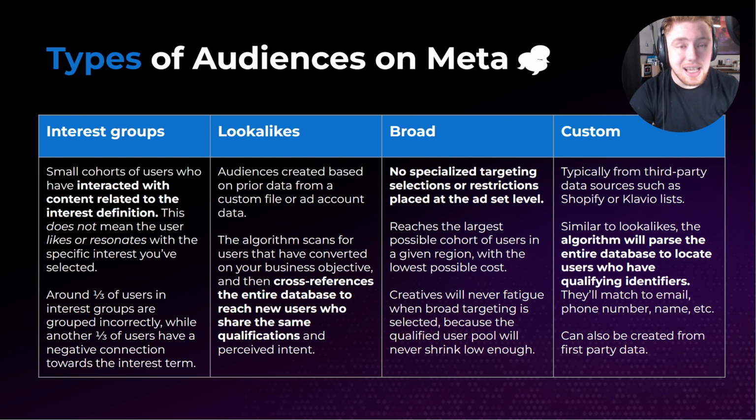First up, the types of audiences that you have on Meta, but this also applies to TikTok. You have interest groups, you have lookalike audiences, you have broad targeting, and then you have custom audiences. We'll start at the left. We'll go to interest groups. Basically, what interest groups are is a smaller cohort of users that is interested in the product or service that you're offering. And you would search for the interest group on the actual advertising platform where you go into Meta or TikTok and you look at all the interest groups available.